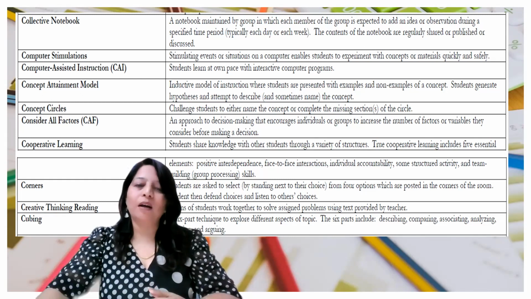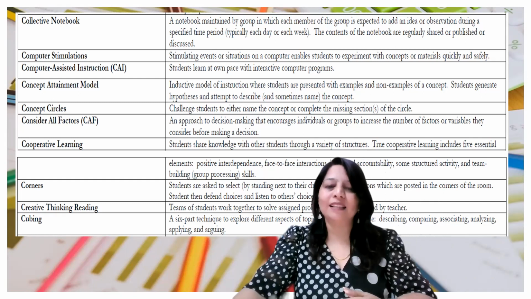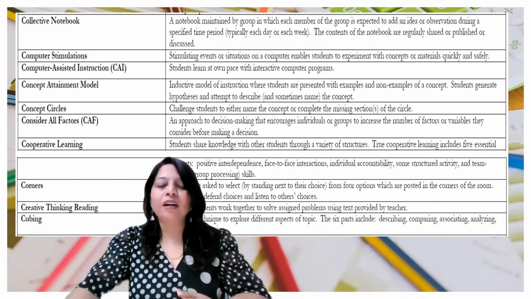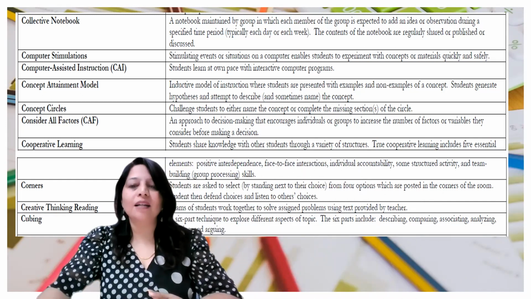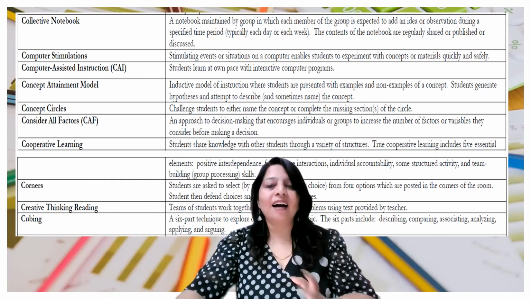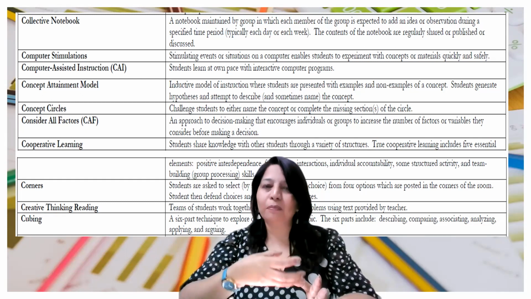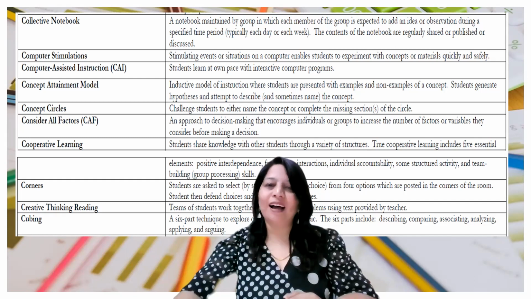Cubing. If I talk about cubing, as you know, a cube has six sides. So it is a six-part technique to explore different aspects of the topic. And the six parts include describing, comparing, associating, analyzing, applying, and arguing. So these are the six parts. First they have to describe the given problem, and then compare the same, associate, analyze, apply, and argue. So these points are to be covered.